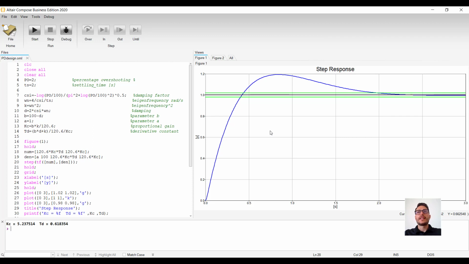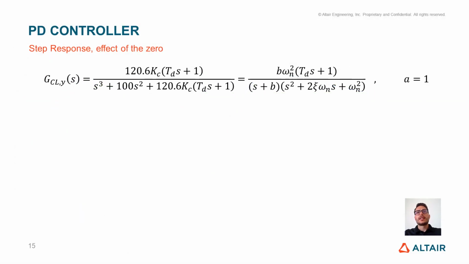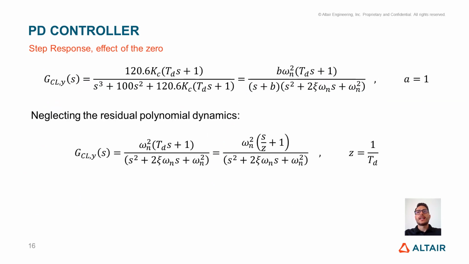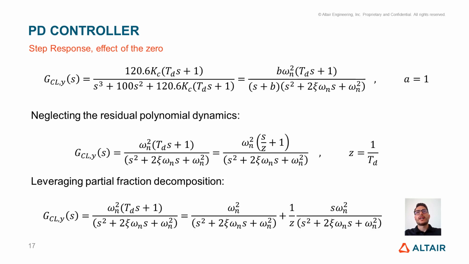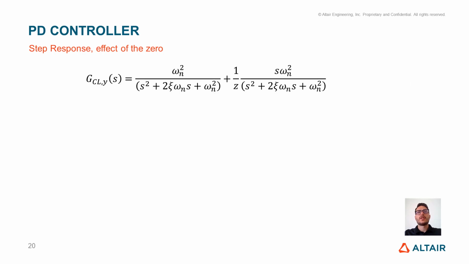No, we have made it right. And let's figure out why we are getting this overshoot. We can manipulate a little bit the closed loop transfer function. As we have said before, we can neglect the residual polynomial dynamics and we can manipulate the denominator as well. At this point, we can leverage partial fractional decomposition to write the transfer function as the sum of 2 transfer functions. And we can see that the first transfer function is the typical transfer function of the second order system we have studied in performance metrics.